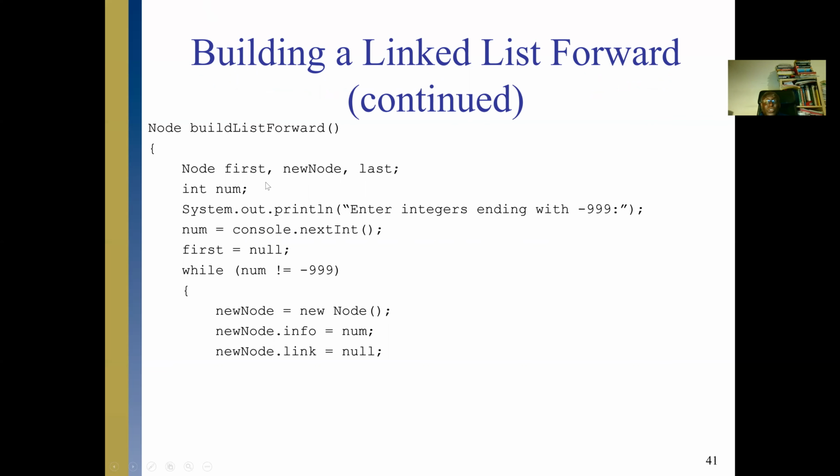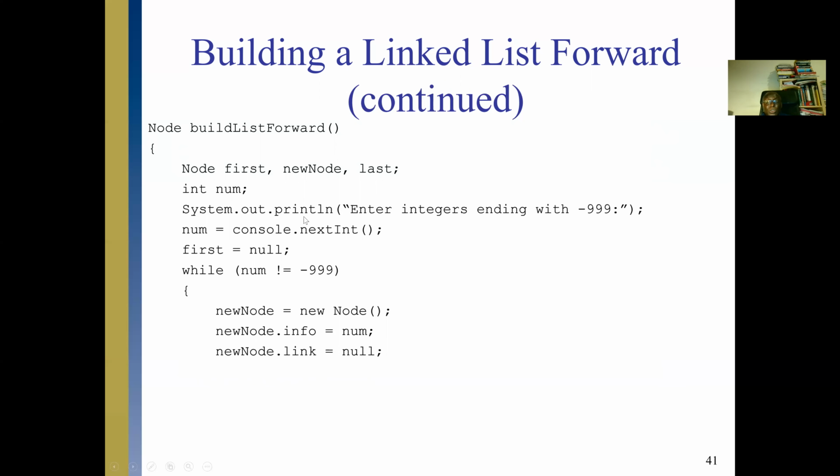So we said we need the first node. We need to create a node. Again, building means I'm inserting a new item. So here we use the variable new node. This is the variable where we are going to store the new node when we get it. Then this will show us the last item. Then we have int num also. So here we have system.out.println. We should enter the integers ending with our sentinel value, which will be -999. We ask the user to enter the integer value.